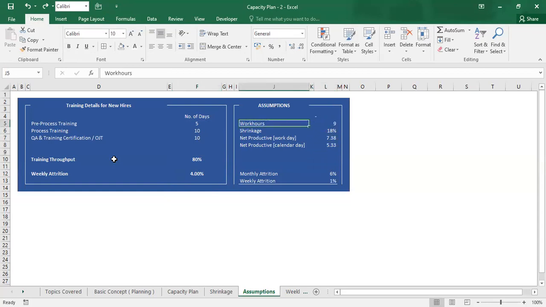So here the work hours that we have is 9 hours, and 18% of shrinkage that we have calculated on the basis of the shrinkage model. And net productive hours that we have is 7.38. This is planned shrinkage, which we calculated right now. Yeah, this is already planned. So here you can see the net productive hours, productive workday 7.38, and as per the calendar day we have is 5.33.